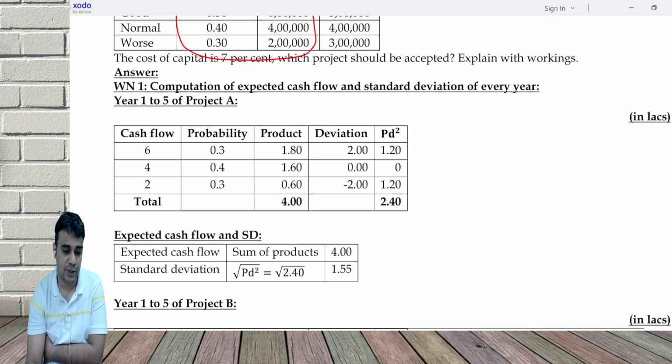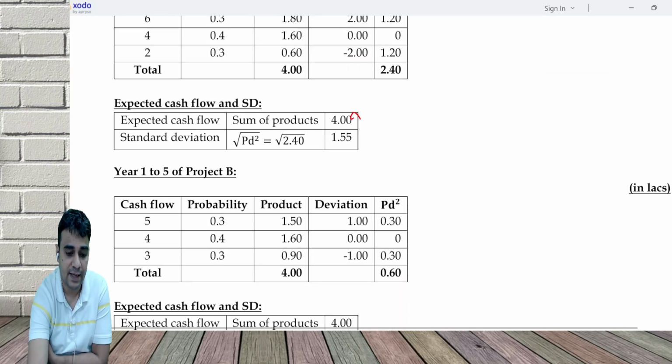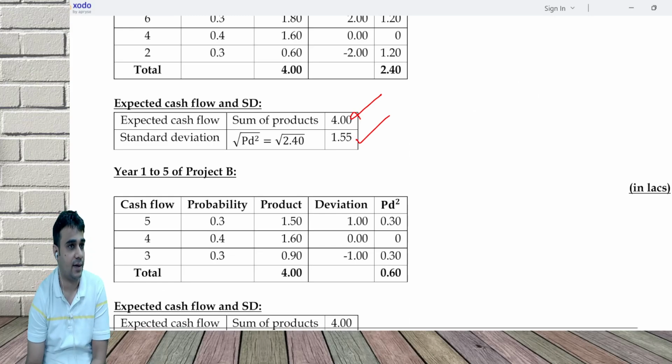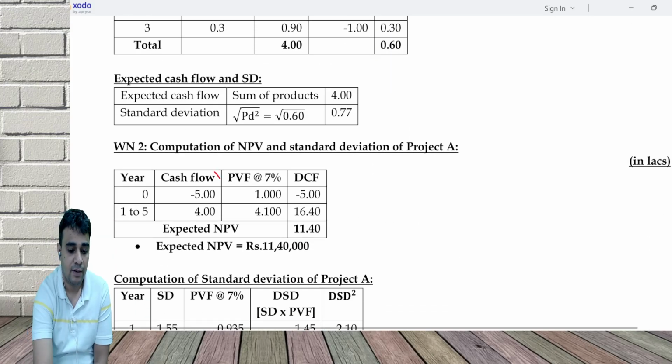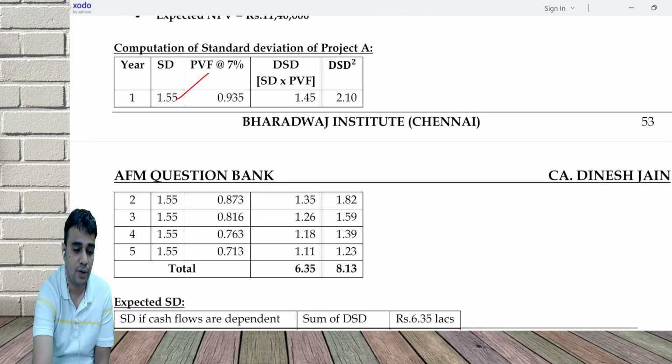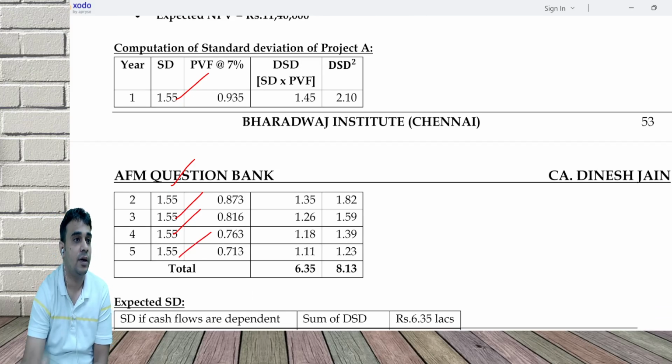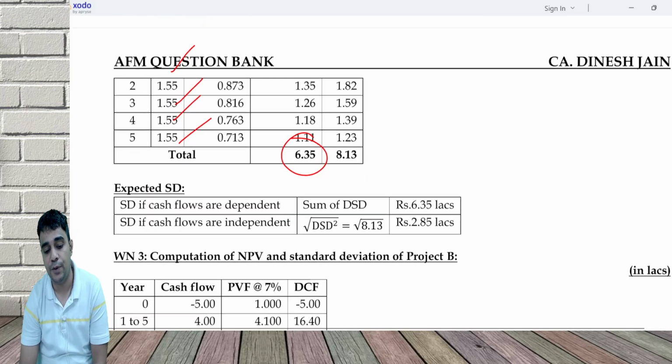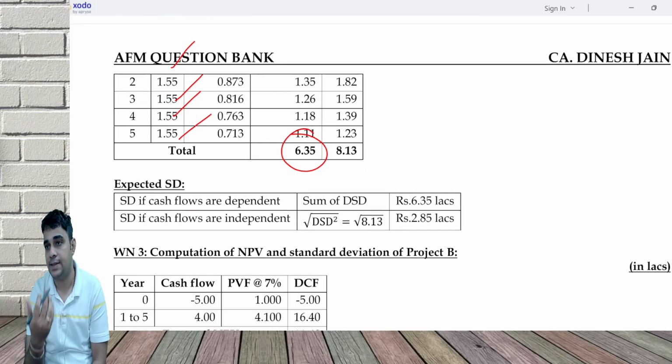So here, we calculated the expected cash flow and the standard deviation. NPV, using 4 lakh, I have calculated. Standard deviation for year 1, year 2, year 3, year 4, year 5. This is if you are dependent. Another one if you are independent. I'm answering both.